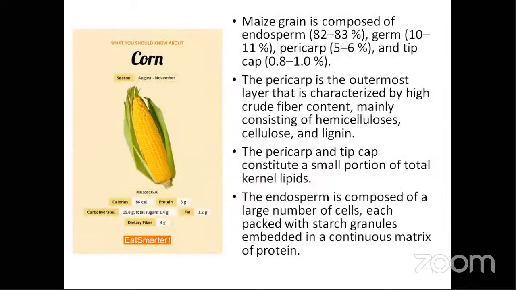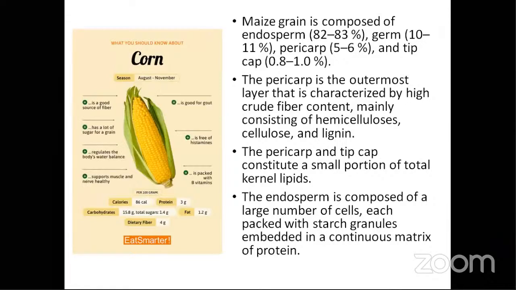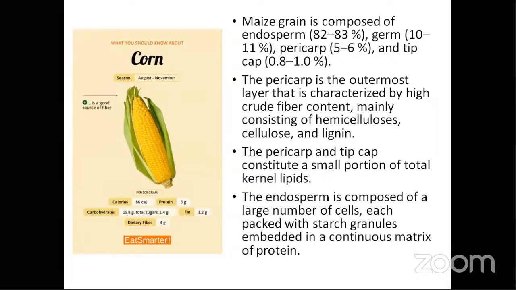So our main concern is about the structure of the grain or the kernel, and what is present inside it, its nutritional composition. So this maize grain is composed of 82 to 83% endosperm. Germ is 10 to 11%. Pericarp, that is the fruit coat, is 5 to 6%. And then there is another structure, known by the name tip cap. It contributes 0.8 to 1%.